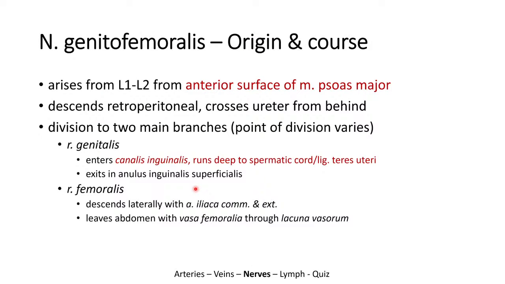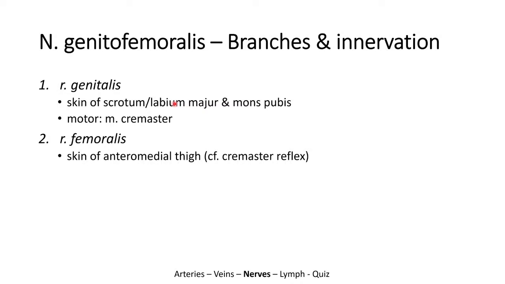Now, ramus genitalis will supply the scrotum, or labia majora and mons pubis. So similarly, like the ilioinguinal one, and this is also really important. It has a motor function. It will supply motor function to musculus cremaster.